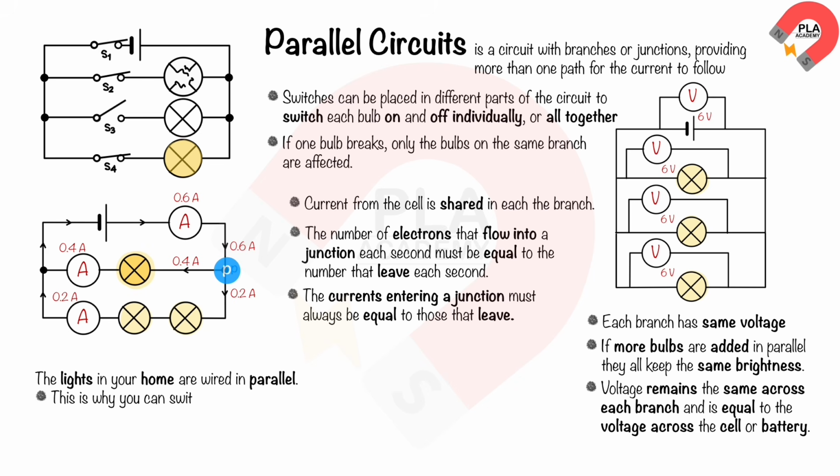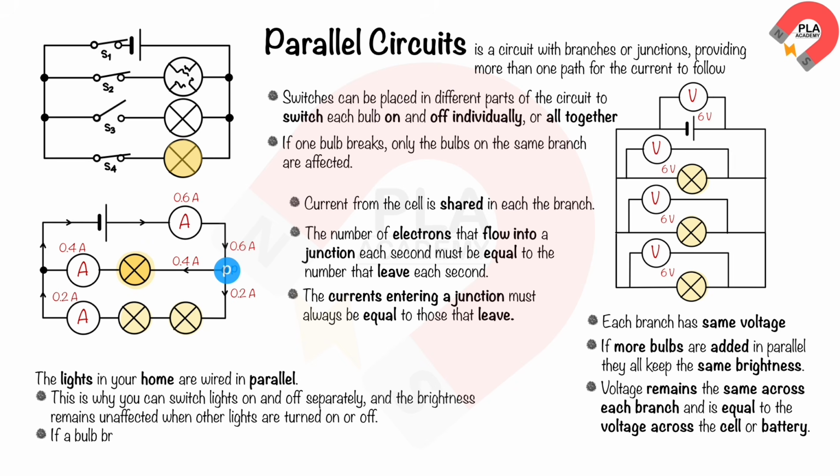This is why you can switch lights on and off separately, and the brightness remains unaffected when other lights are turned on or off. Also, if a bulb breaks or is removed, you can still use the other lights.